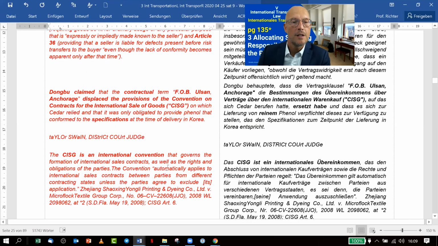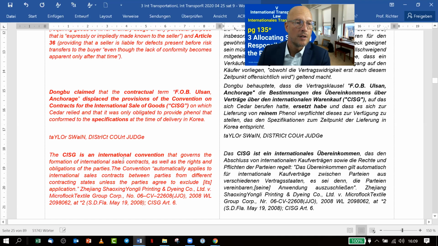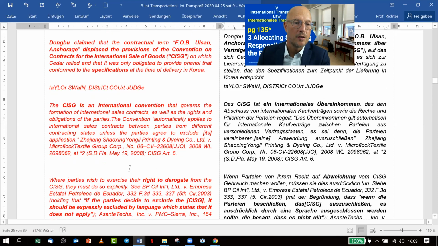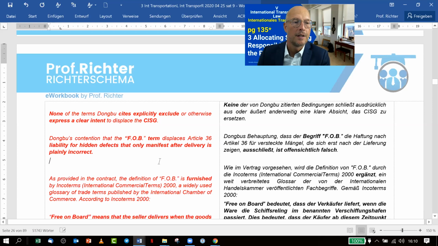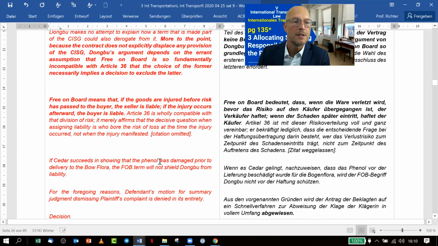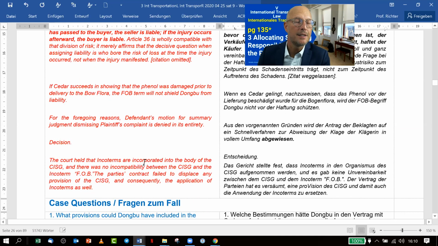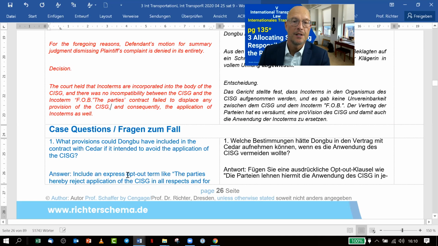In this case, the court has to decide if the convention is really valid and what happens if they try to make some derogations here. And at the end, the decision was that the courts held that Incoterms are incorporated into the body of the CISG, and there was no incompatibility between the convention and the Incoterms, so they go together, these two things. The parties' contract failed to displace any provision of the CISG, and consequently, the application of the Incoterms as well. So the Incoterms and the convention are both applied in this case.